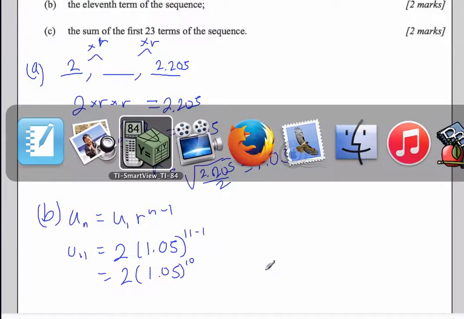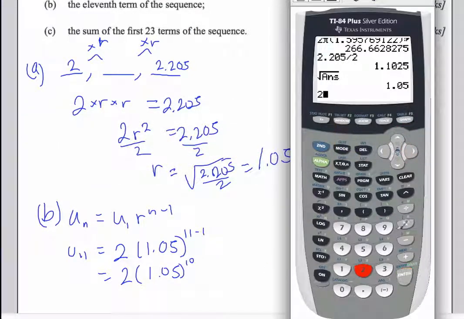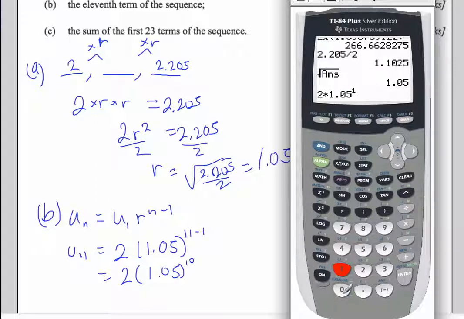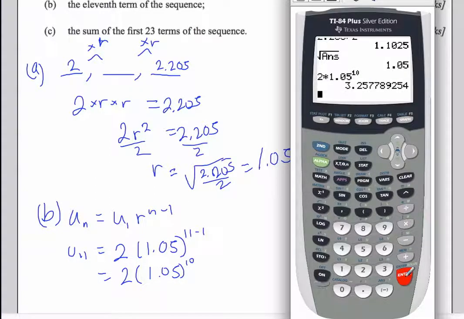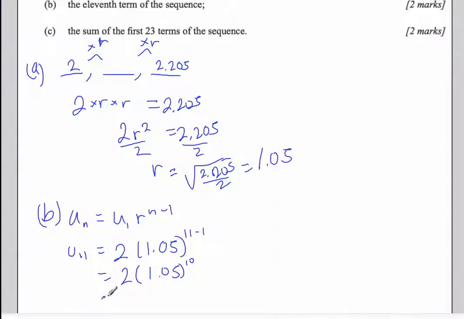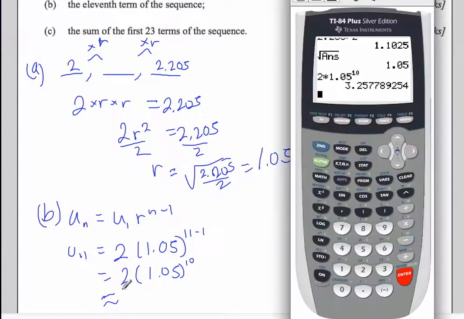And let's use the calculator for that one. 2 times 1.05 to the power of 10. And we get the 11th term is approximately 3.26.